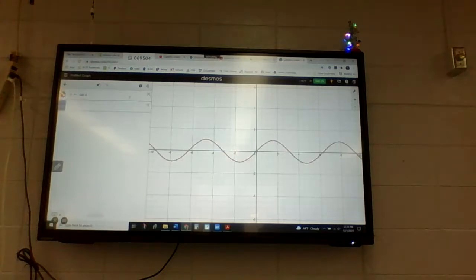Okay, so there's our sine of x, and I want to graph cosecant so you can see how this looks. So sine is in the red.